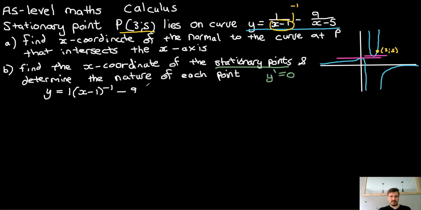And then the same with the other function: I take the x minus 5 to the top, and that becomes x minus 5 to the minus 1. If you remember from GCSEs, that is the exponent rule that we're using. Let's remind ourselves, 1 over x is equal to x to the minus 1.